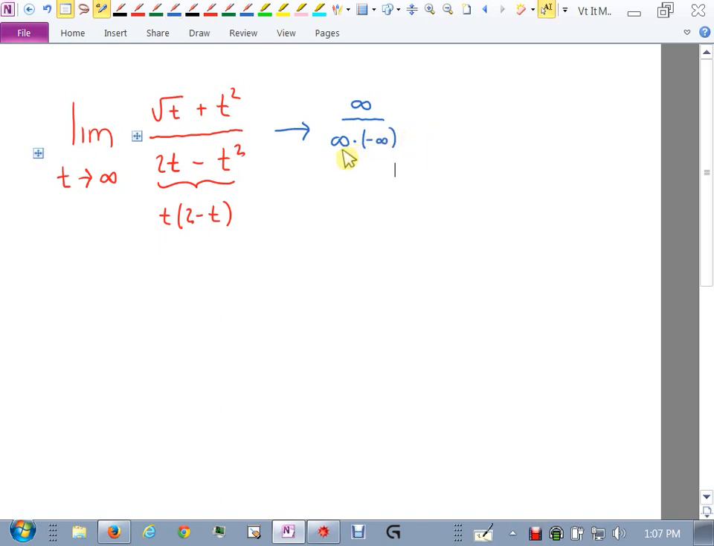What is infinity times negative infinity? Negative infinity. So you basically have infinity over negative infinity. And infinity over negative infinity is negative 1? No. Right? That's why we're here, because that's not negative 1. That's something we don't know. So I first need to realize it's something I don't know.